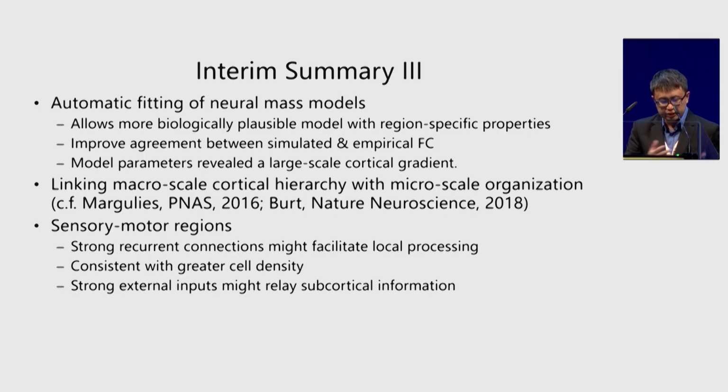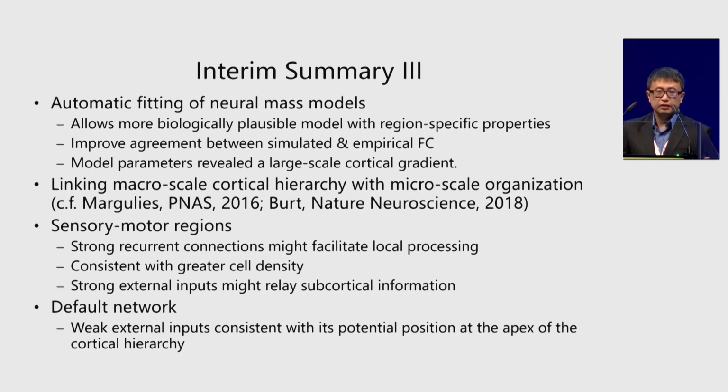We found that the sensory motor regions have strong recurrent connection strength and high cellular density. They also have strong external inputs, which might be related to subcortical information. On the other hand, the default network has weak external inputs, which might be consistent with its potential position at the apex of the cortical hierarchy.